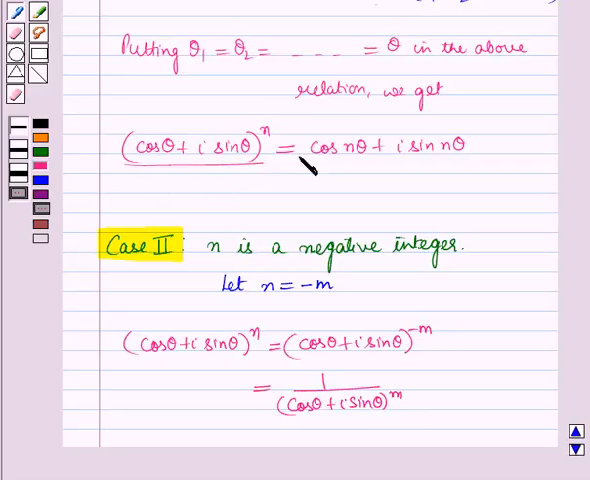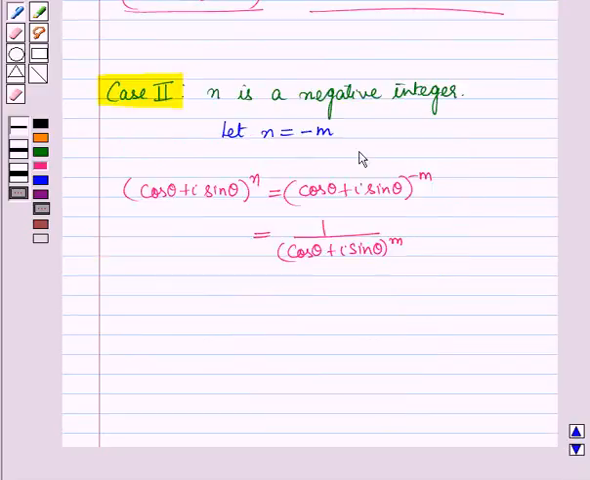Now using this result which we have proved in case 1, as here m is a positive integer, this is equal to 1 over (cos m theta plus i sin m theta).